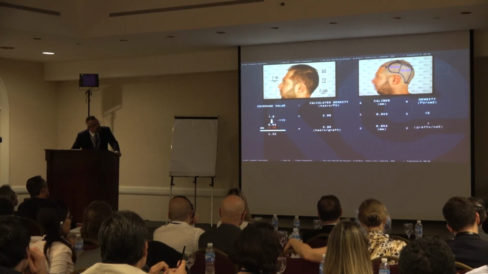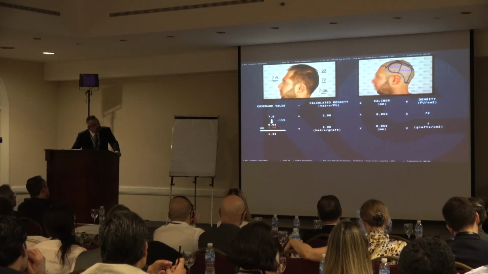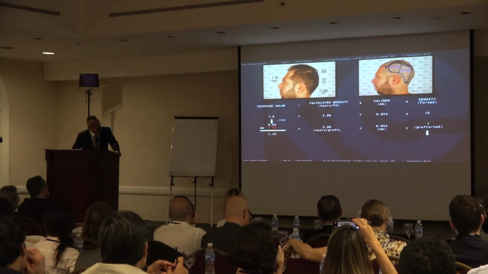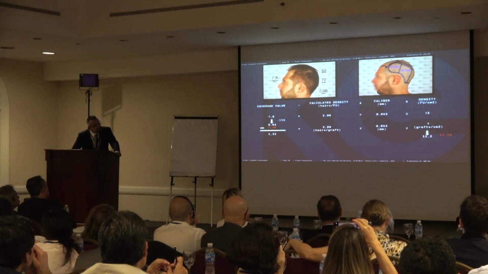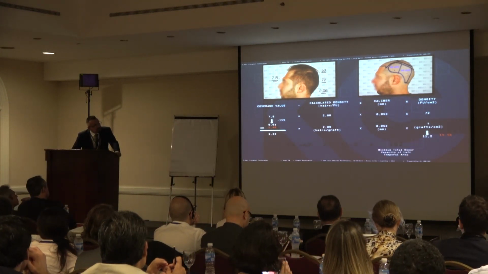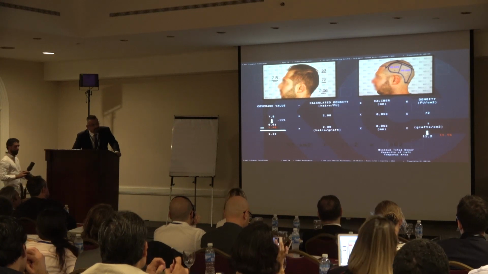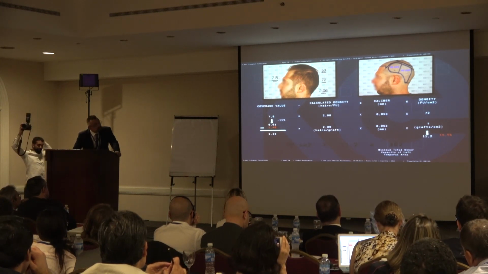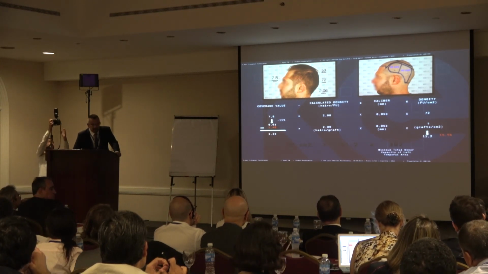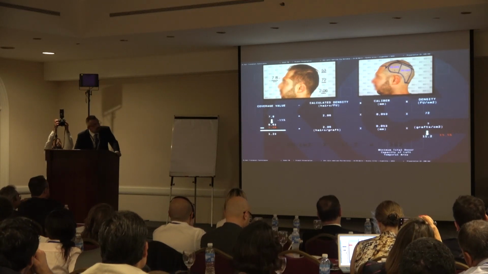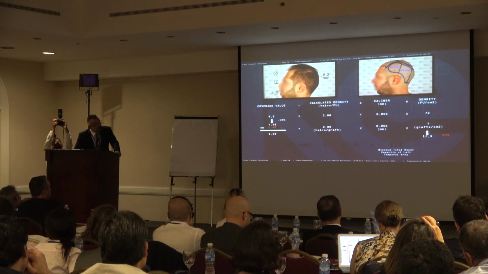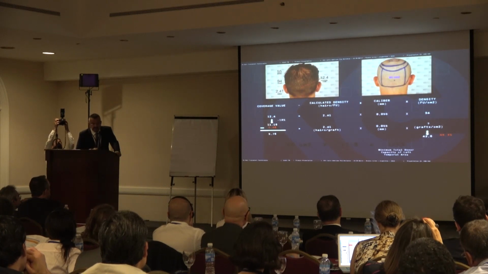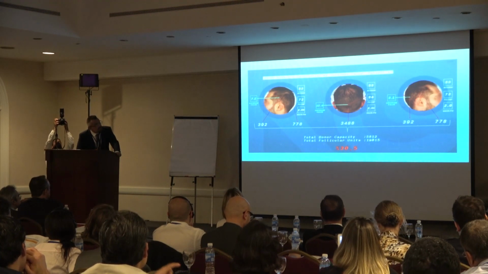And I can find out the number of grafts that I can extract per square centimeter, in this case 11.2. So if the area is 35 square centimeters, when I multiply these numbers, I'm finding the number of grafts that I can extract. The donor capacity of this left temporal area, with an average of 2.06 hairs per graft, is 392.